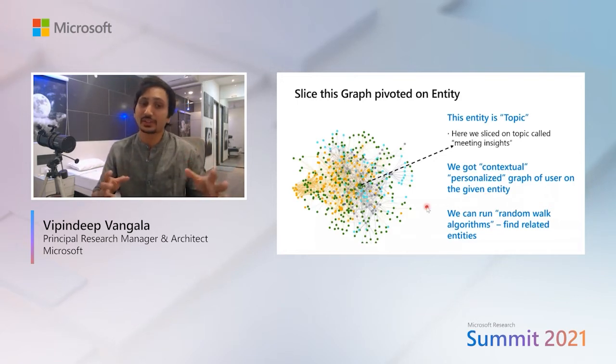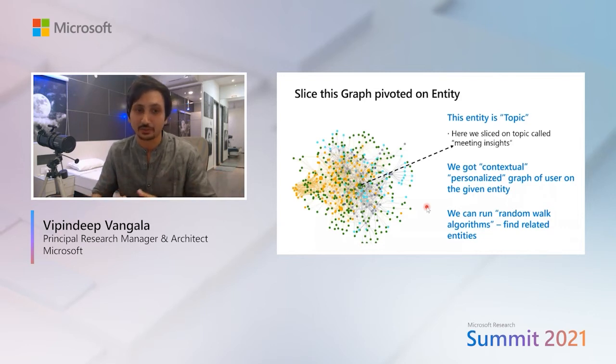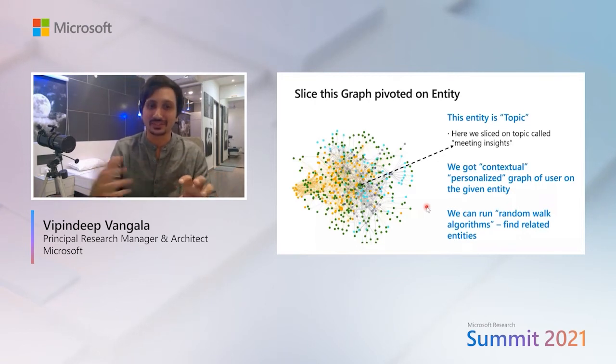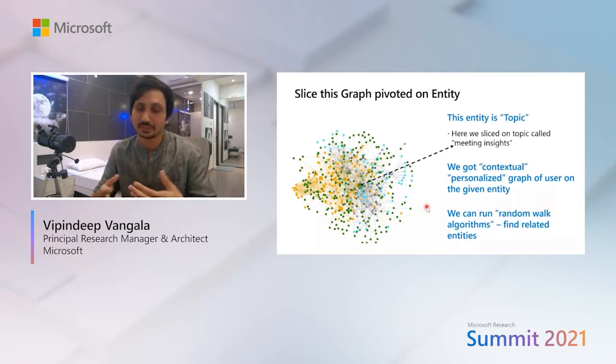Now, once you have this contextualized representation, you can do a bunch of things like random walks and personalized page rank. You can get entity-to-entity recommendations, and so forth. So think about this as a framework that you can use for providing search relevance or candidates for search results, etc.